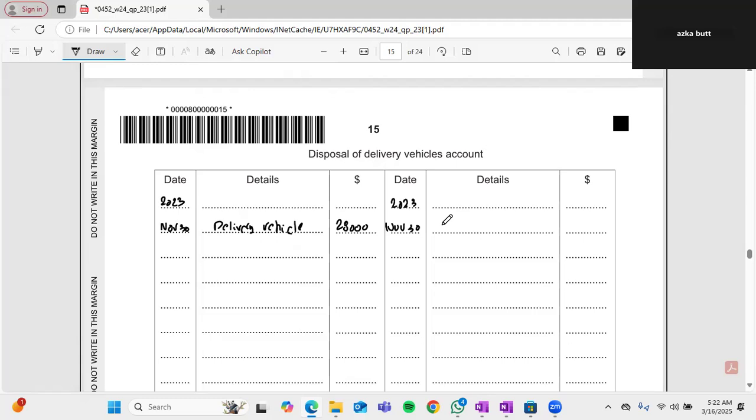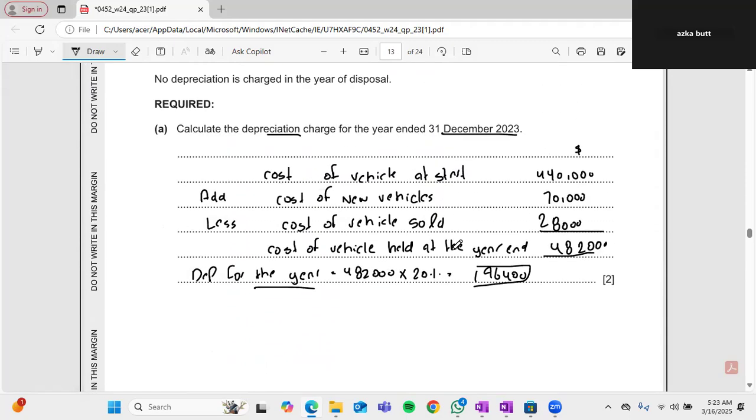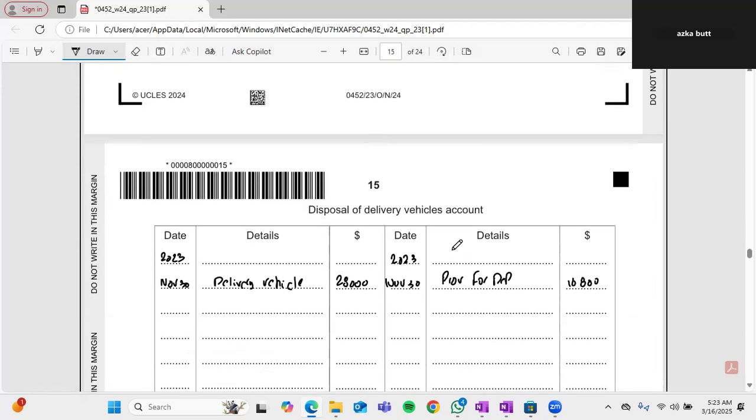And what was the provision for that disposed of delivery vehicle? The provision for depreciation balance was 16,800. So we have to decrease the provision for depreciation account. We have to debit our depreciation account, and we have to credit the disposal. And the amount which we got by selling that asset was 10,500. So we have to add this bank debit and disposal credit.